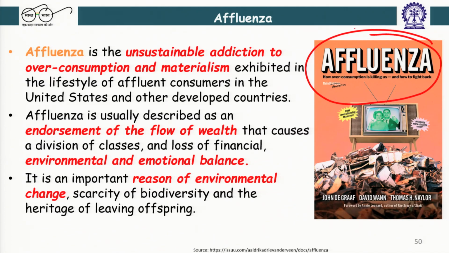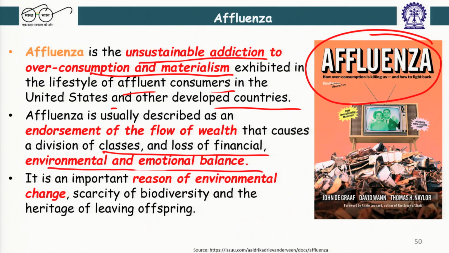So, this is just a kind of third mutation. Affluenza is an unsustainable addiction to overconsumption and materialism. It is exhibited in the lifestyle of affluent consumers in the United States and other developed countries. It is usually described as an endorsement of the flow of wealth that causes a division of classes, loss of financial, environmental and emotional balance. It is an important reason for environmental change, a scarcity of biodiversity and the heritage of living offspring.